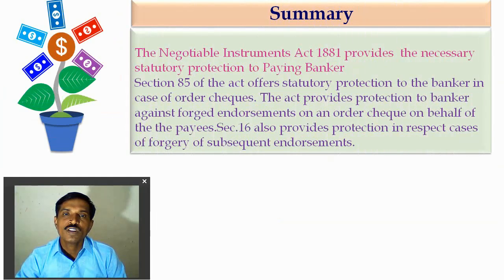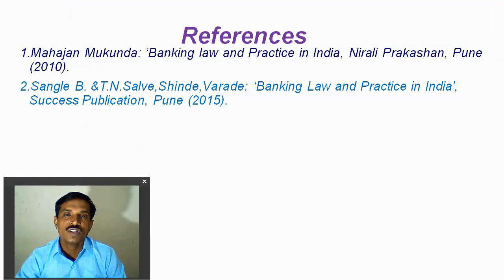Summary of this lecture, what we learned: the Negotiable Instruments Act 1881 provides the necessary statutory protection to the bank for doing his duties and using his rights. Section 85 of the Negotiable Instruments Act offers statutory protection to the banker in the case of order checks, crossed checks and bearer checks, protecting the banker against fraudulent endorsement on the order check on behalf of the payee. Section 16 also provides protection in respect of forgery and subsequent endorsement. In case of fraudulent endorsement, the law also protects the paying banker. So these are the points we discuss in this lecture.